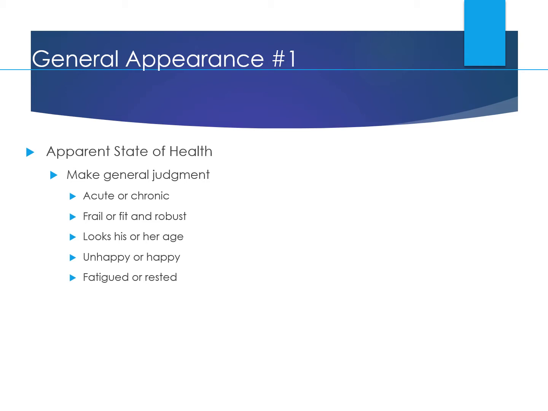The apparent state of health makes a general judgment whether your patient is in an acute or chronic condition, whether he is frail or fit and robust, whether he or she looks their age, what is her age or his age, whether the patient is happy or unhappy, whether the patient is fatigued or rested.